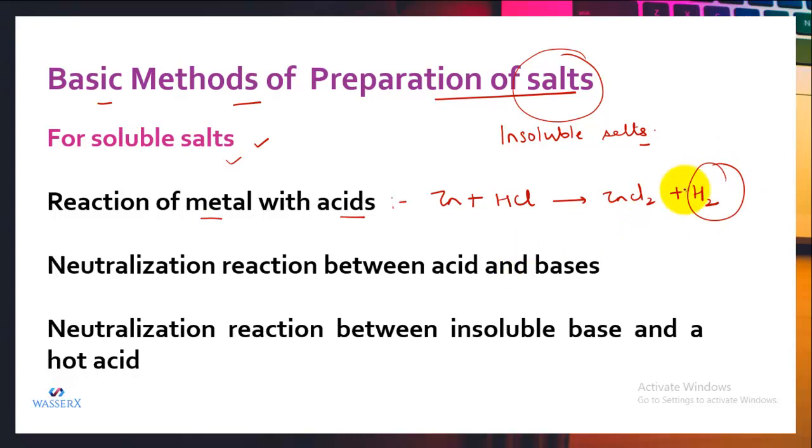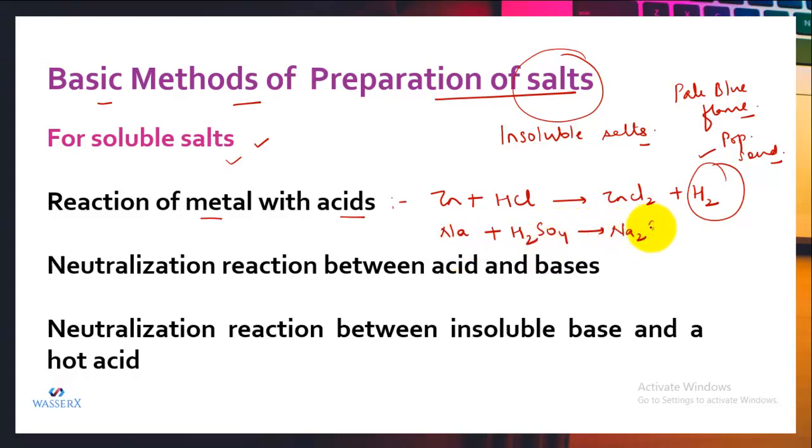I have already told you that if any gas is liberated and we need to test that gas, there is a certain identification test for each gas. For hydrogen, if by a reaction hydrogen gas is liberated and you bring a matchstick or a candle near it, it burns with a pop sound. So this is how we can prepare salts by reacting metal with acids. Let's take one more example. Let's say I am reacting sodium with sulfuric acid. When I react sodium with sulfuric acid, it will form sodium sulfate, and along with that we get hydrogen gas.